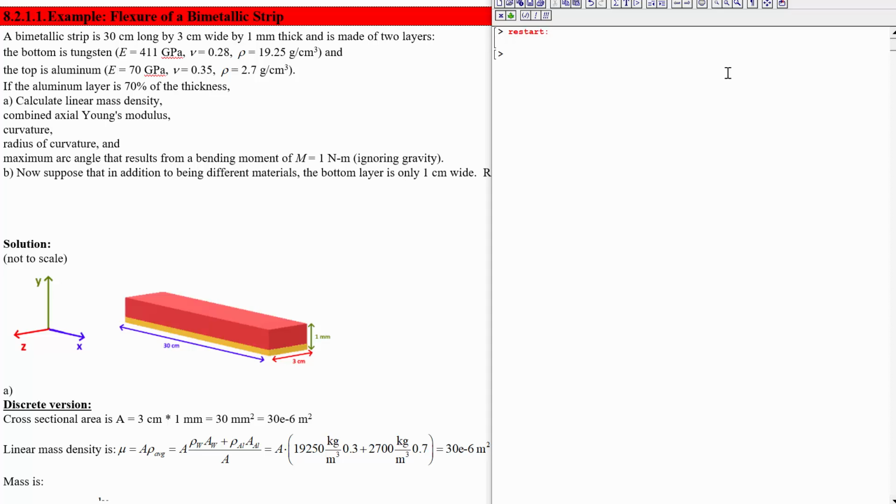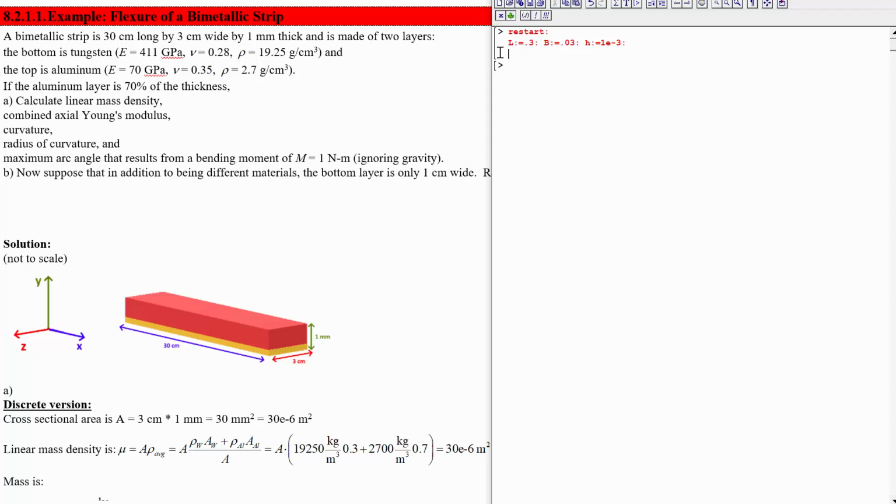Okay, so the length is 30, the width is 3 centimeters, and the thickness is 1 millimeter. And we've got 2 different layers. So it's up to us where we want to say that the transition between the layers is. We can put, or wait a minute, not the neutral axis, I mean the y equals 0 position. We can put that at the bottom, or we can put it at the junction between the two. Maybe let's put it at the bottom.